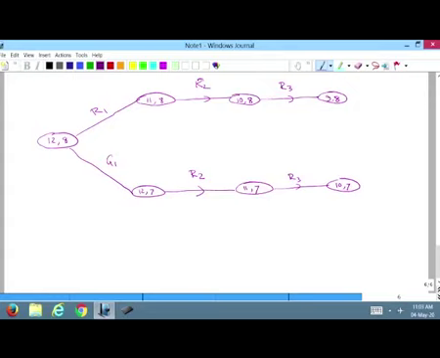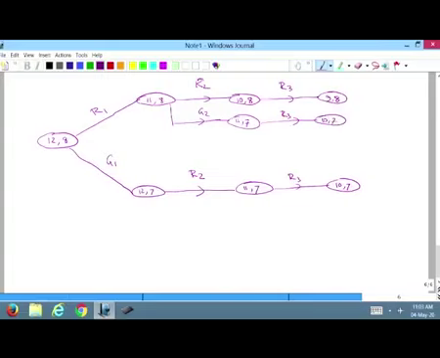Now, after the first one is red, if the second one is green, then we come to 11, 7, and if the third one is red again, then we come to the configuration 10, 7.